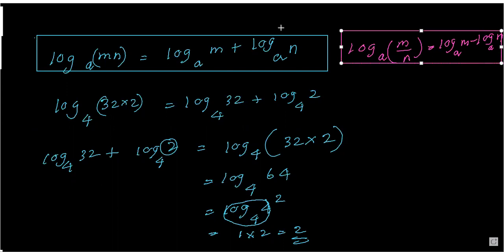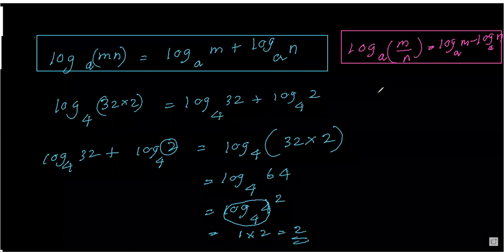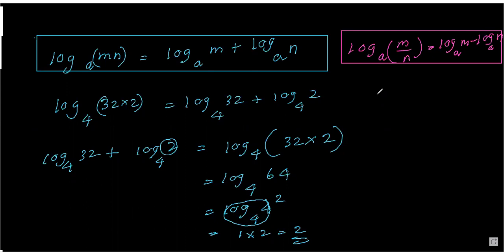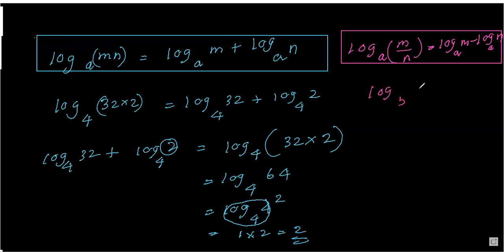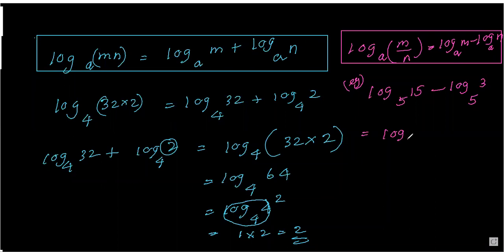Then we can find the value like this. Now, for example, log 5 base 15 minus log 5 base 3. You have to find the value of this. How can we find it? Log 5 is common. 15 divided by 3, log 5 of 5. Log 5 base 5 means 1.